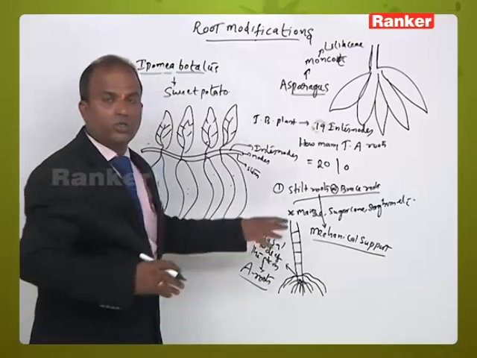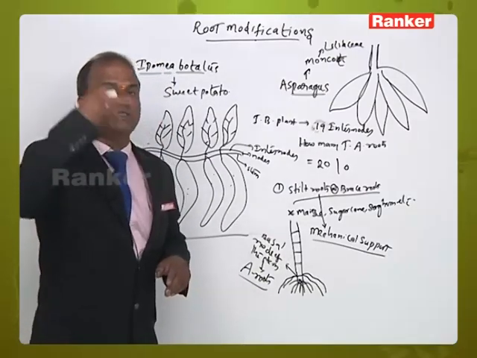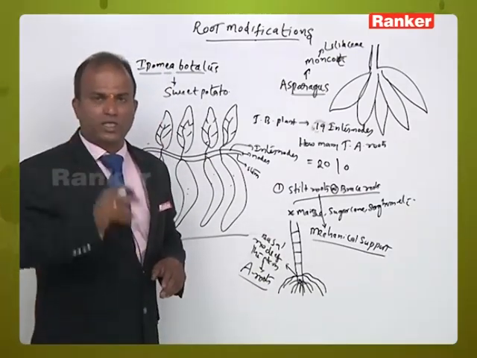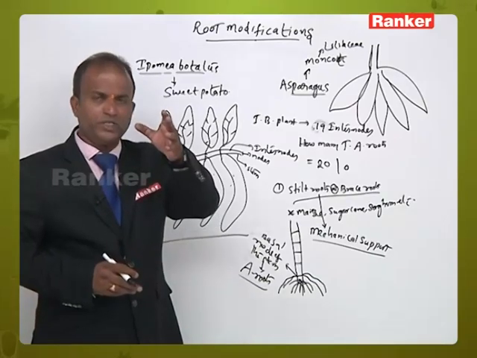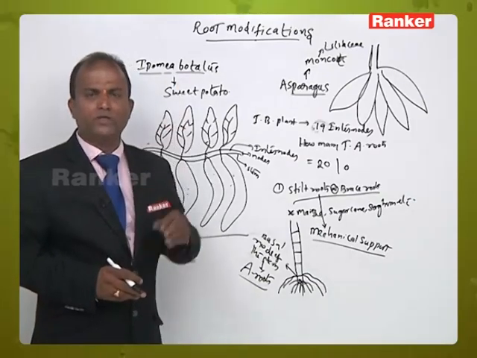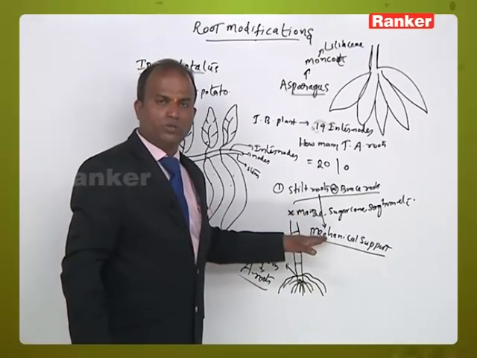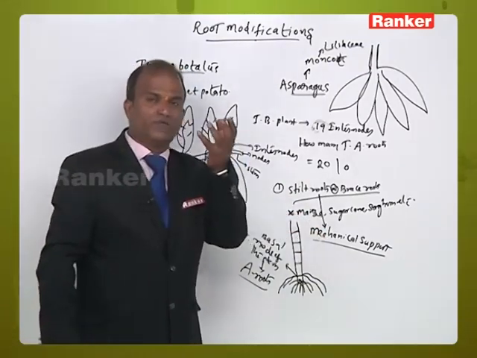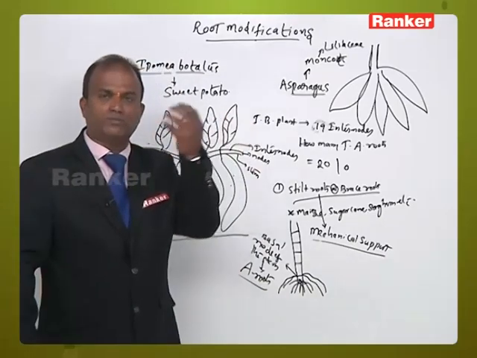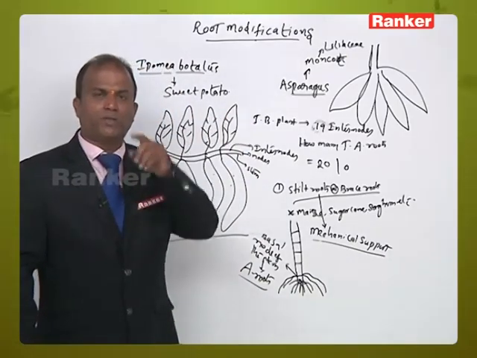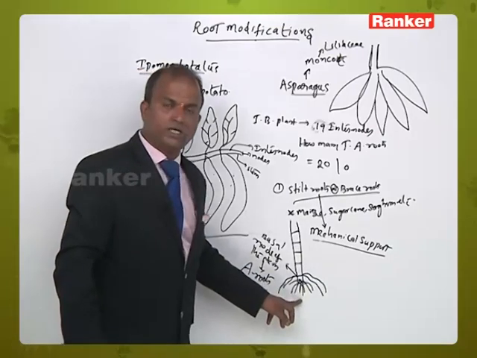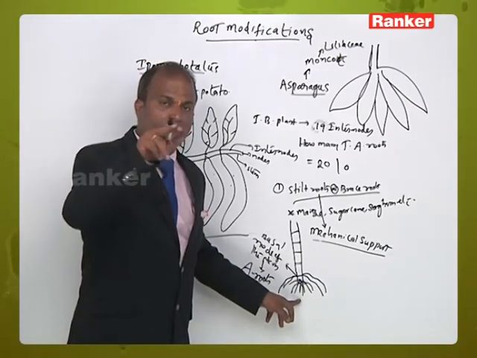These roots can act as a root, but they do not function like an original root. They do not help in absorption of water and minerals. They give only mechanical support. The function of absorbing water and minerals is performed by the fibrous roots developing from the base of the stem.